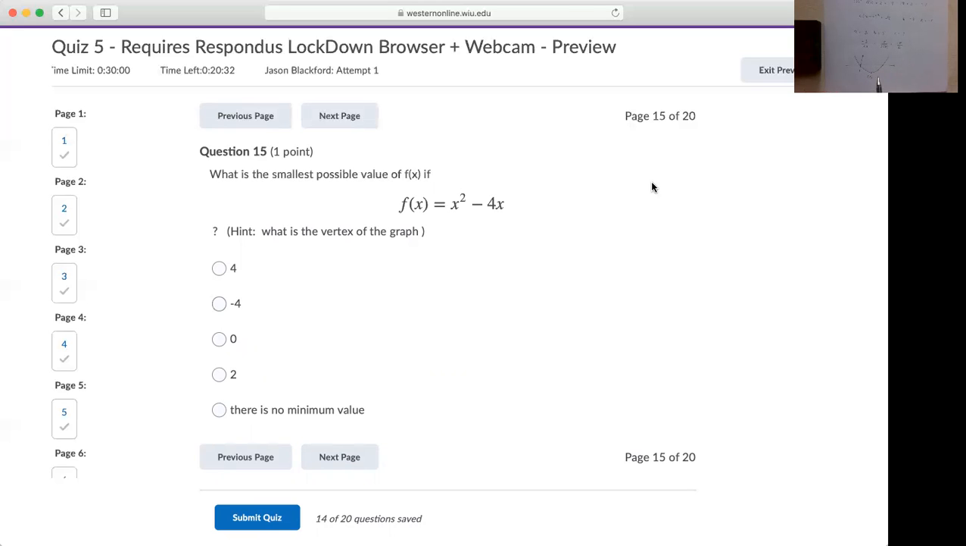If you do the minus b over 2a, minus b is -4, a is 1. So the x-coordinate is 2, and you plug 2 in there, you get 2 squared minus 4 times 2, and that will be 4 minus 8, or -4. Because this vertex is the lowest point on the curve, that's the lowest value of y on this graph, and y is represented by the function. So the smallest value of this function is -4.